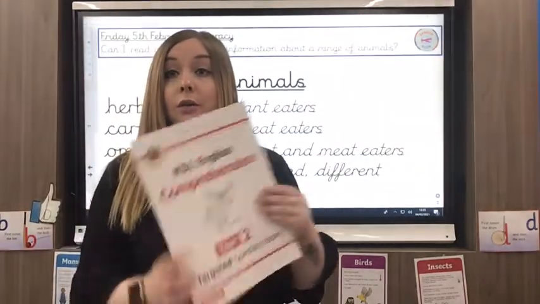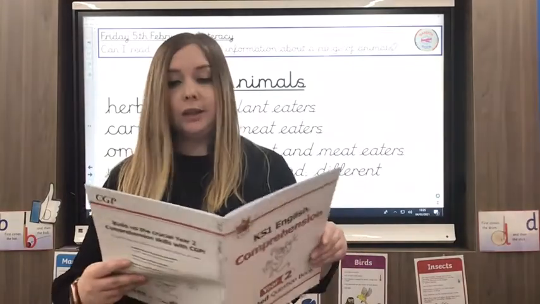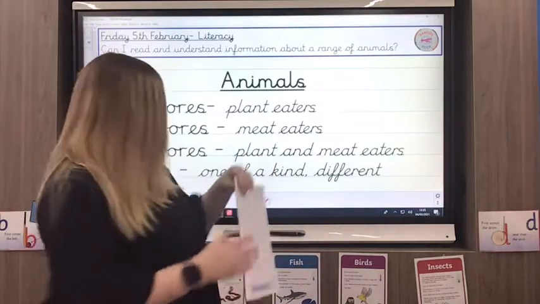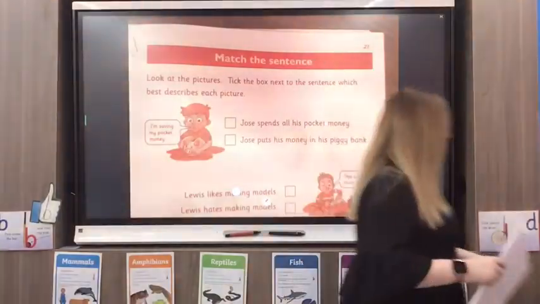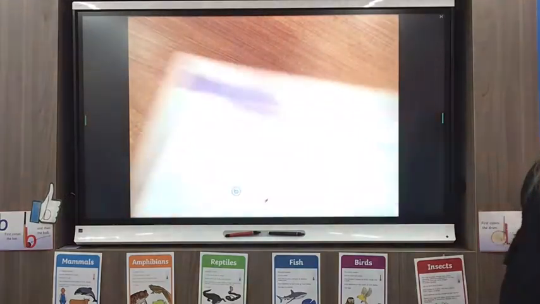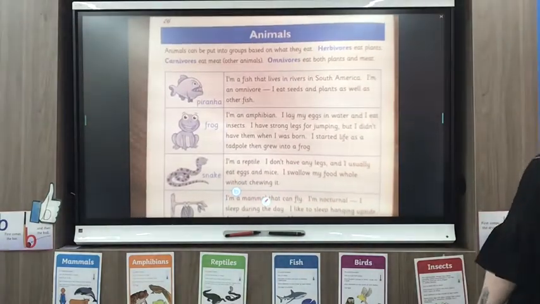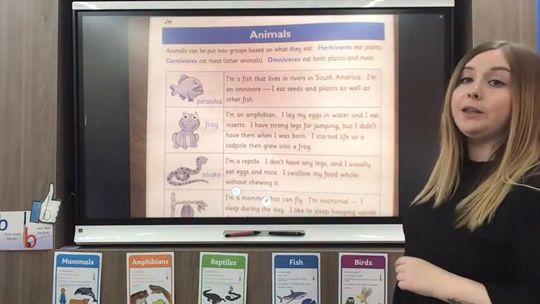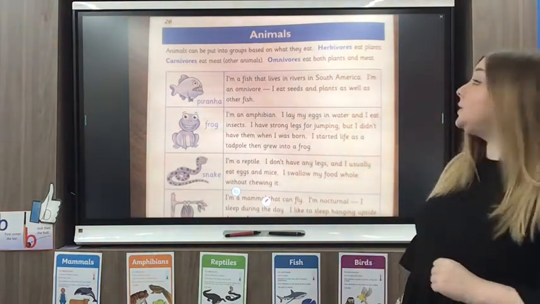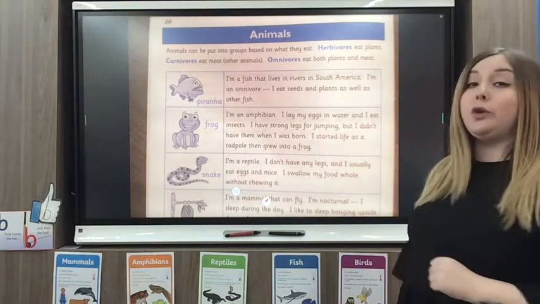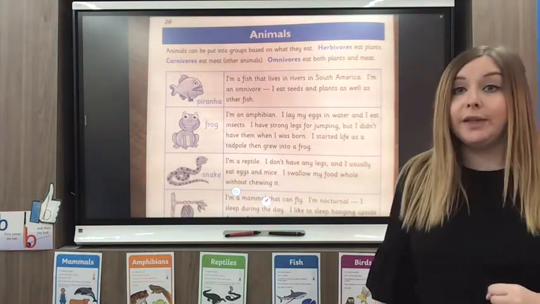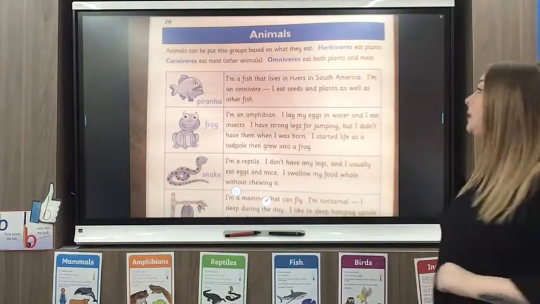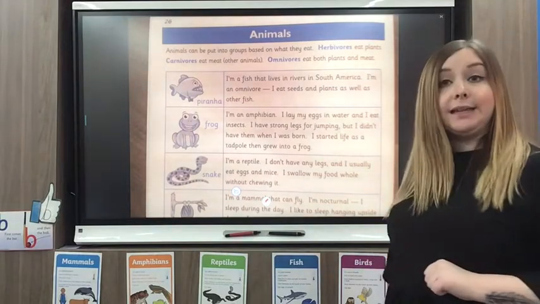So for your learning today, you're going to turn to page 26 and 27. Let's pop that under the visualiser. Okay, and I'm going to read this little section at the top. Please make sure you follow along with your finger. Animals can be put into groups based on what they eat. And they can also be put in these groups that we spoke about earlier. Okay. Herbivores eat plants.